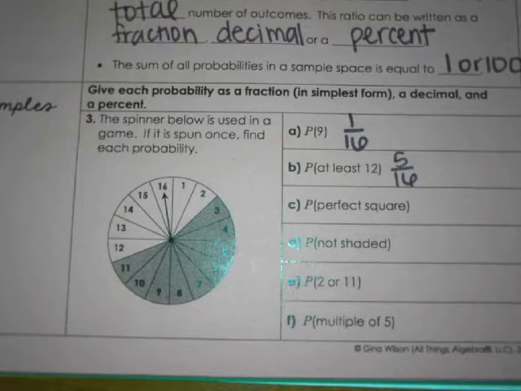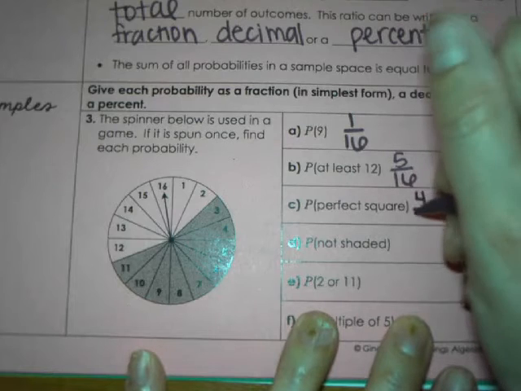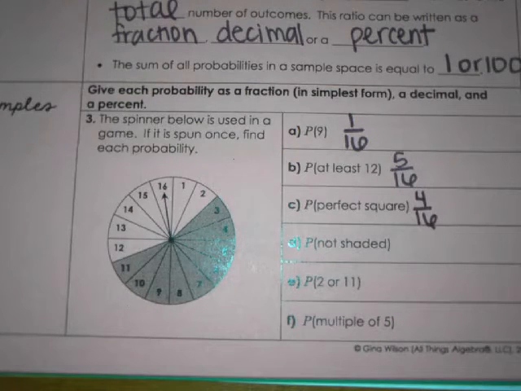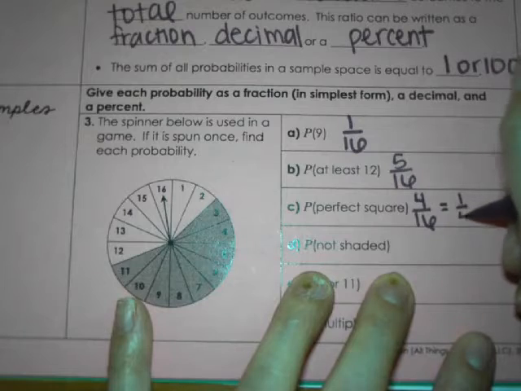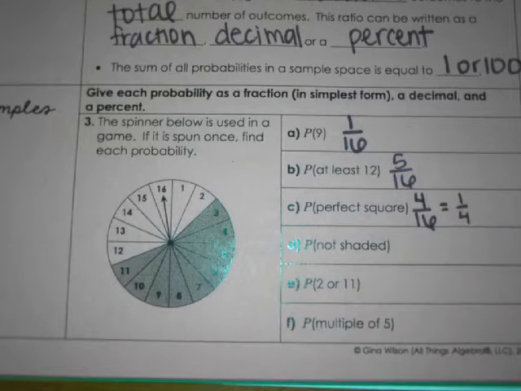So how many perfect squares did we have? Out of how many total numbers? Did that make sense how we got the 4? Now I have 4/16. What do I need to do? What does 4/16 simplify down to? 1/4. Questions on that?